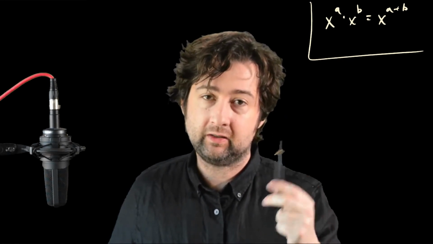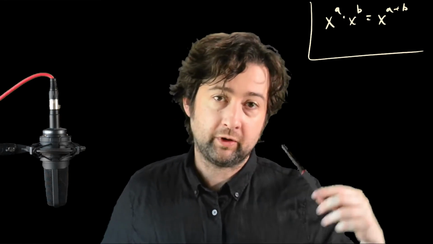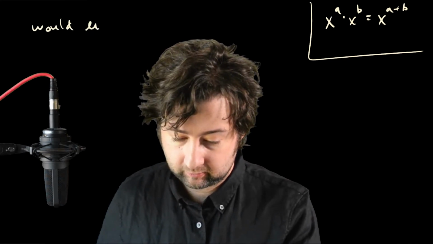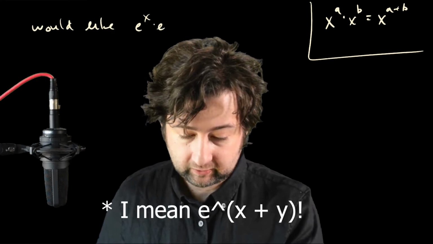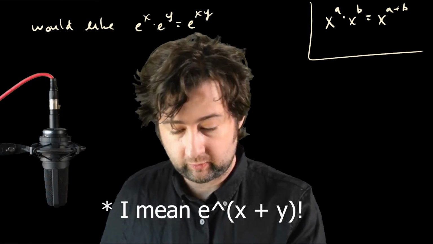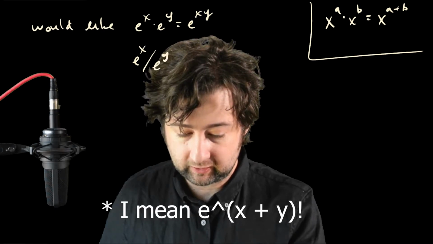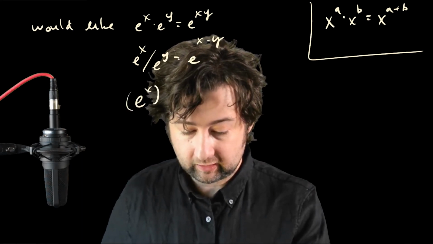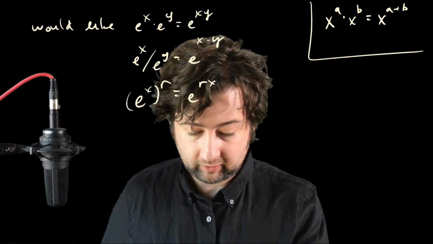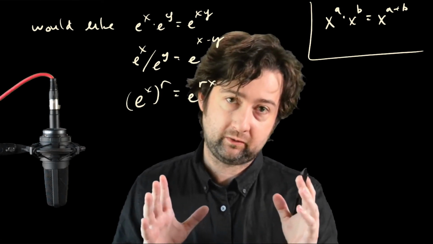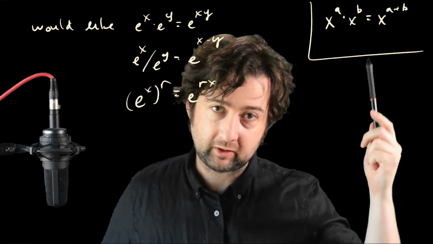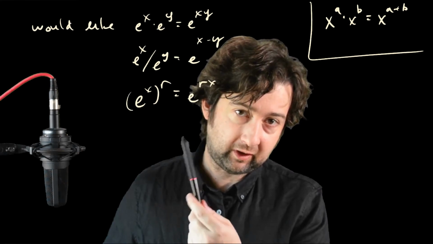What we'd really like to be true is that e to the x times e to the y is e to the x plus y for all x and y, where the power is the thing that's variable. And we would like e to the x divided by e to the y to be equal to e to the x minus y. And we would like e to the x to the r to be equal to e to the rx. Those are the standard properties of exponents, but in the past, we've always assumed that the variable is the base and the exponent is a constant. So we're going to have to come up with new proofs of these.